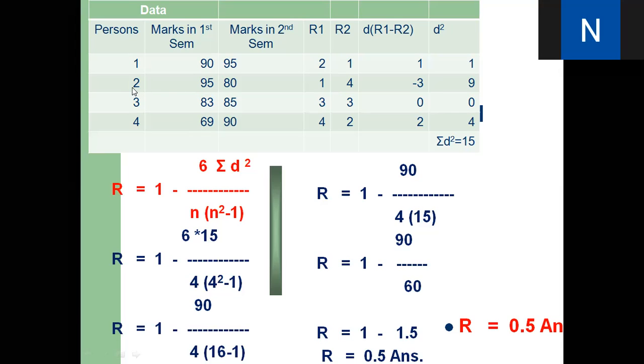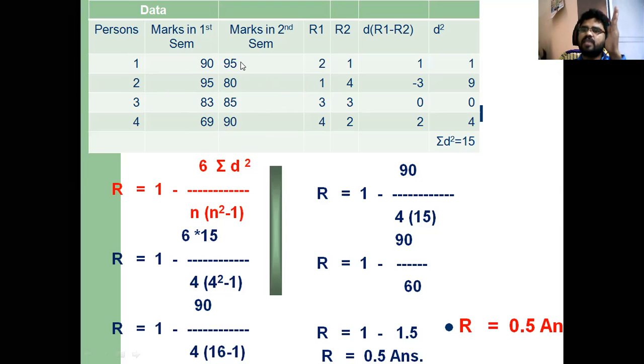So here in the first semester, who got the highest marks? Here, the second person, 95. He got 95 marks, so we allotted the first rank to this person. Then next, 90. The first person got 90 marks, so we give the second rank. Then 83 marks, we give the third rank. Then 69 marks, we give the fourth rank.